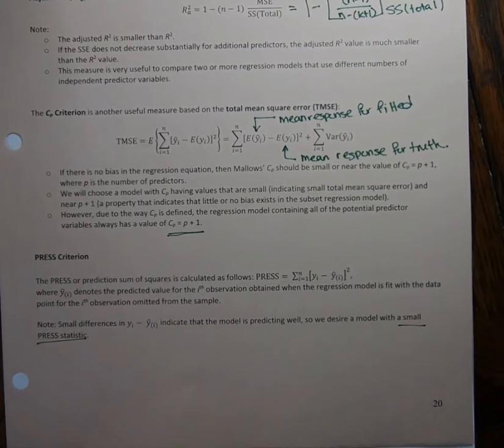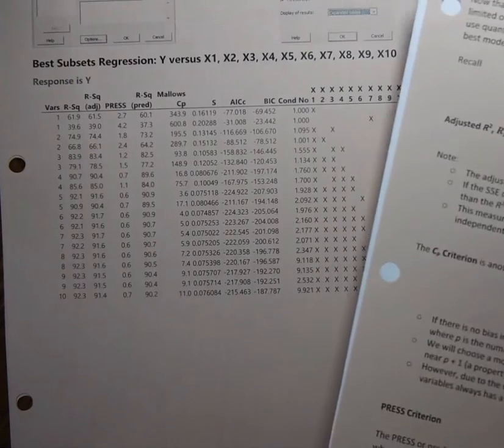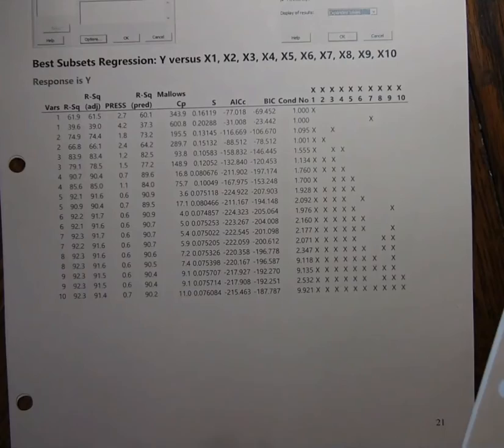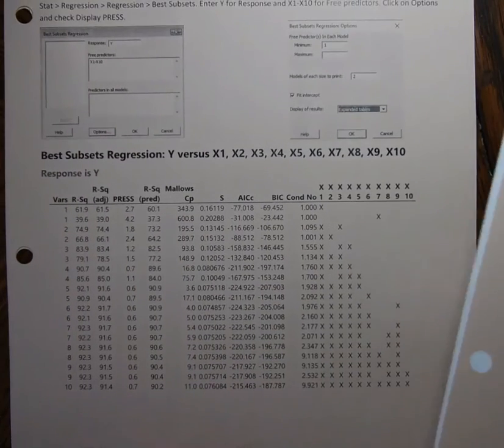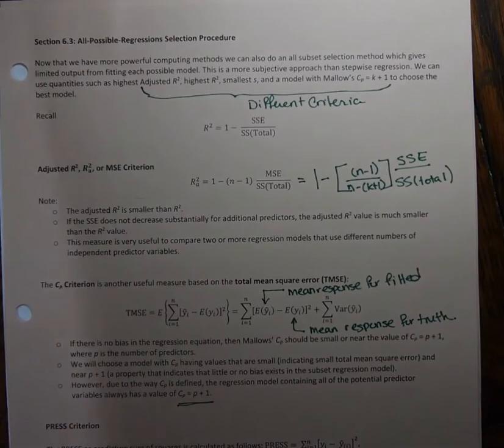So one thing to note here is that for these different criteria, it will depend on if you want the value to be large or if you want the value to be small. And so we're going to look at an example. We're going to go back to that example that we had at the very beginning of chapter 6. Before we do that, let's remind ourselves of that example.